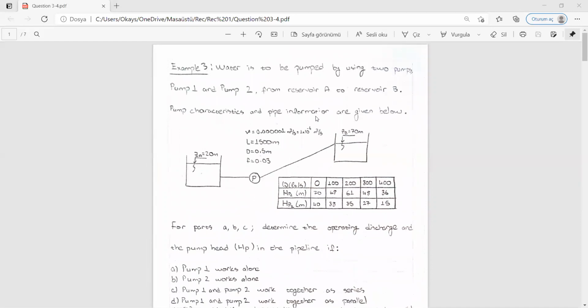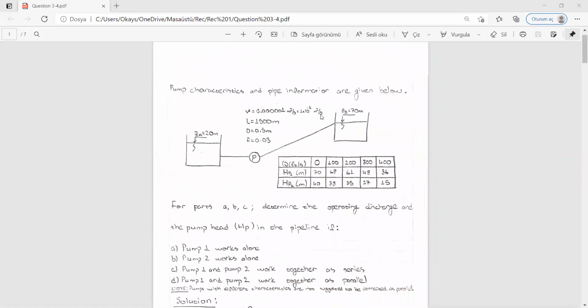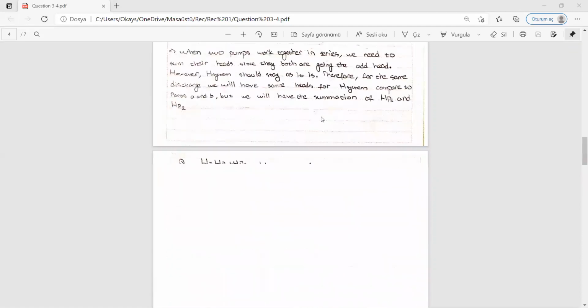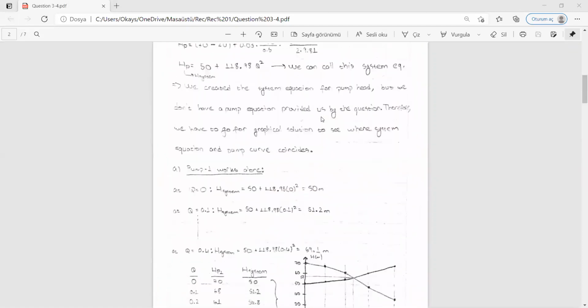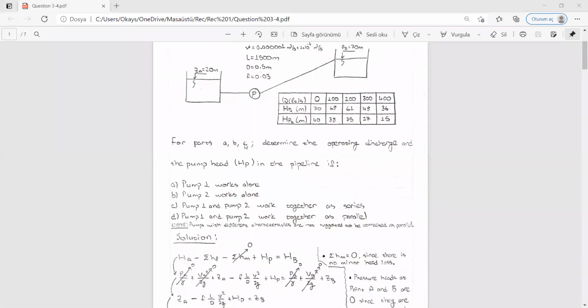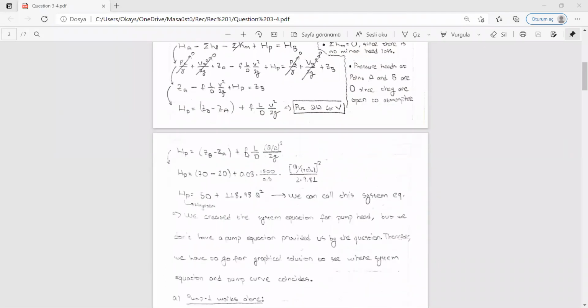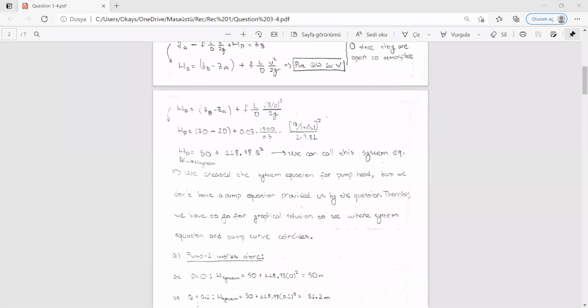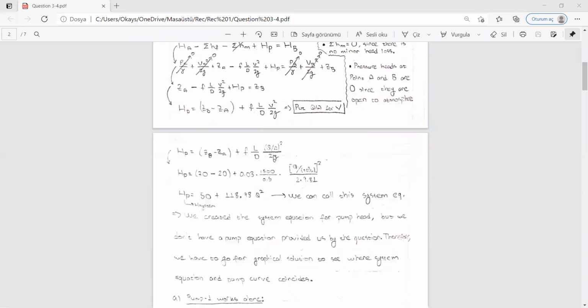Hocam, can you go to the system equation where you derived it? Okay. Can you go down a bit? I'm just trying to get the formula from Q, that 118 part. This one. Yes. Okay, it comes from here.